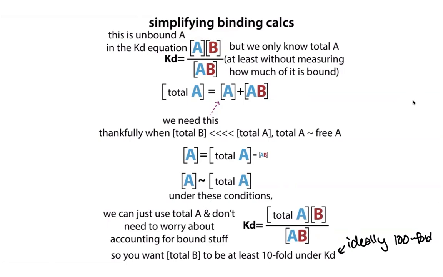In order to make our lives easier, if we have a concentration of A that's way, way above the concentration of B, then any A that gets taken away is going to be a very, very tiny amount. So we can simplify and say the total amount of A is equal to the free amount of A, because we're taking away just a little tiny bit. So we can just use that total A and don't need to worry about accounting for the B stuff.